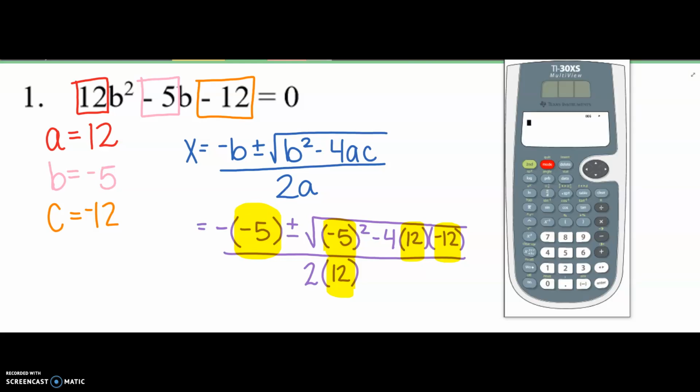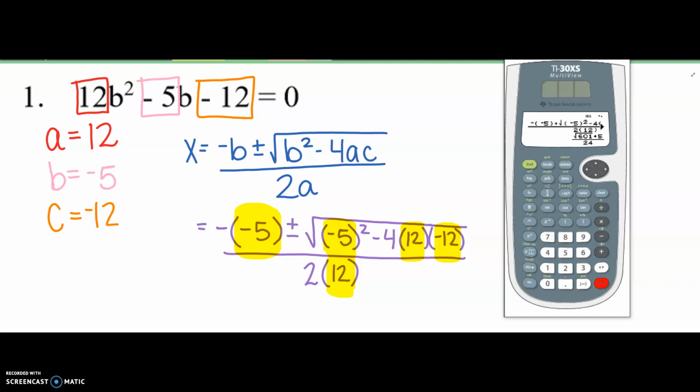And the good part about using the quadratic formula is that it goes directly into your calculator. So the first step for this problem is going to be to press the fraction button. So now we'll just start typing it in. We have negative b, which is negative 5, plus the square root of negative 5 squared minus 4 times 12 times negative 12 all over 2 times 12. We'll press enter, and that gives me my first answer.